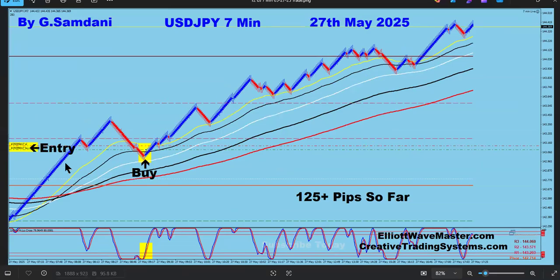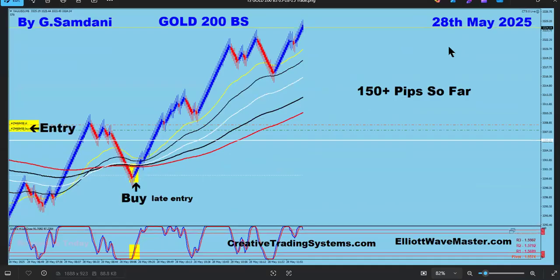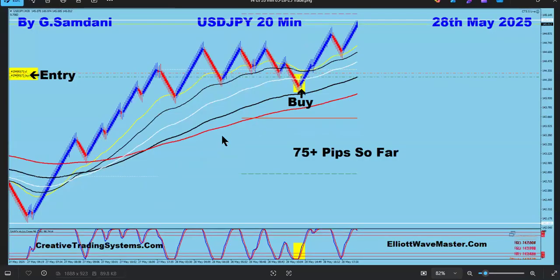Beautiful entry, big move to the upside, came down, make the entry, boom, 125 pip on the 27th, down. And on the 28th, gold, beautiful entry there, and it went up for 150 pip. Gold is flopping a lot. Be careful. Now, USD/JPY, this is from the 20-minute chart, big move to the upside, retracing, dip a little bit, and then make the entry and gone.